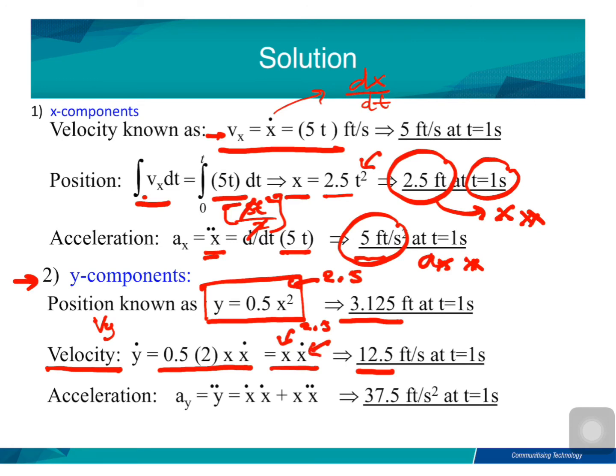Next, we determine the ay. For ay, we take the second derivative, so you derive this velocity. Then you substitute the values, this one and this one, and you get 37.5. This is the chain rule, okay?